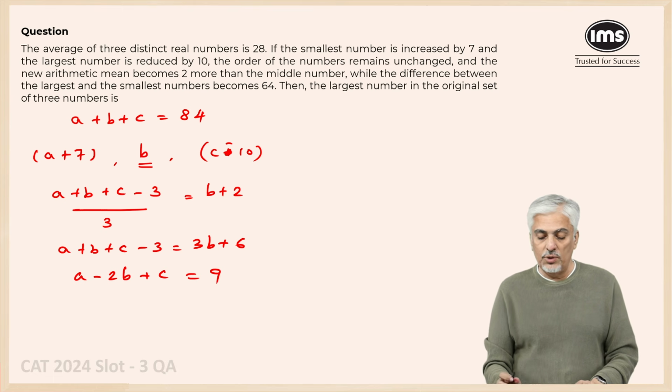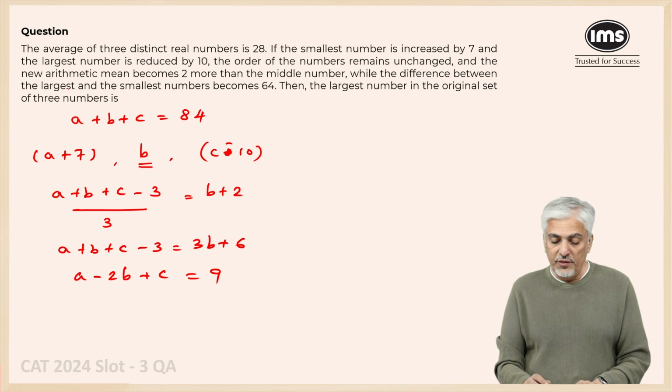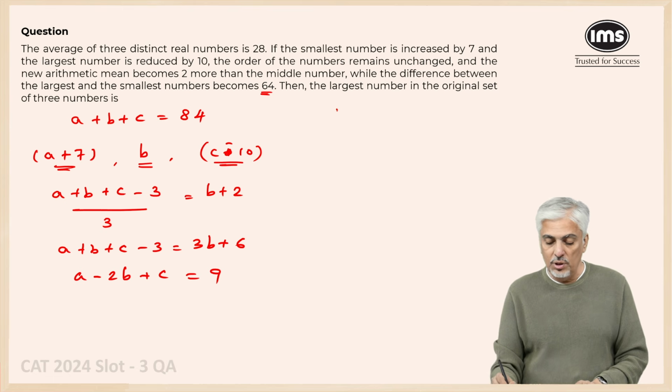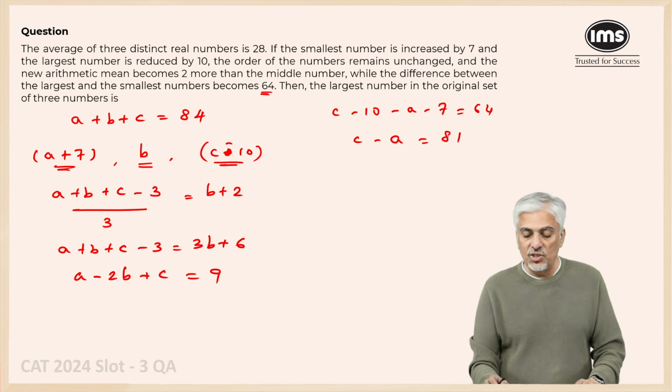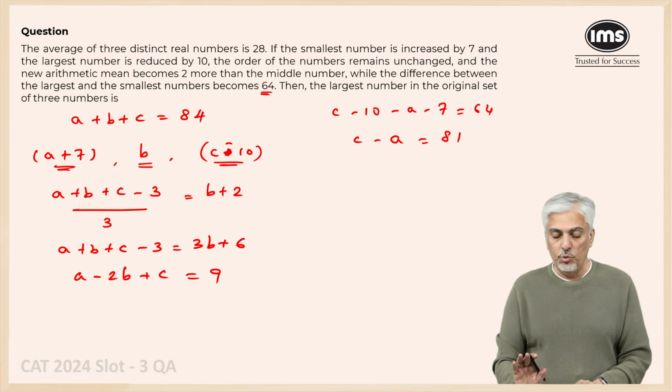Let's read further what it has told us. While the difference between the largest and the smallest number becomes 64. So this minus this becomes 64. So C minus 10 minus A plus 7 is 64. So I get C minus A is 64 plus 17. That will be 81. Then what is the largest number in the original set of these 3 numbers? So I want to find C.